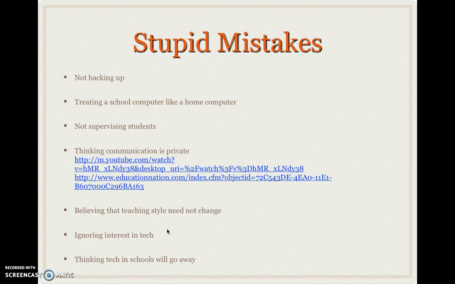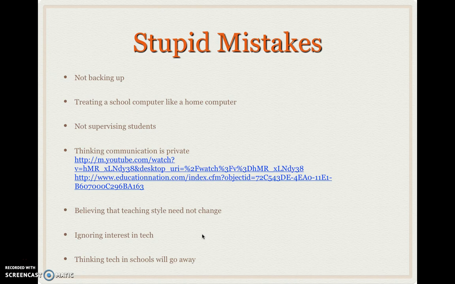Stupid mistakes include just technical things like not backing up, treating a school computer like a home computer, meaning having a bunch of personal things on there that probably shouldn't be there. Not supervising students when they use technology. Thinking any communication is private. And this is a problem because any online communication can cost you your job if you post things that are inappropriate.